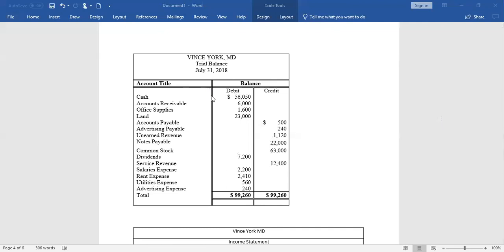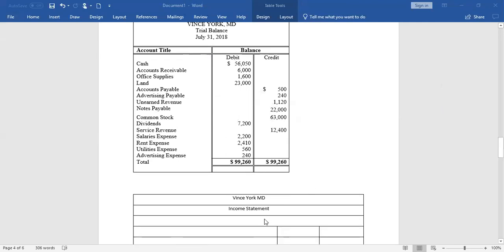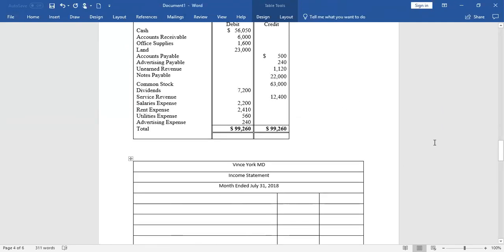Okay, so I'm using Vince York's trial balance here to do that, and I don't have it finished yet. So we'll work on this together. So we have Vince York, MD, income statement, and I'm looking for the time period. His income statement, and remember, an income statement is for a period of time. Month ended July 31st, 2018. Now remember what goes on an income statement? Revenues and expenses. So we're focused only on the items right in here on our trial balance, the ones I have highlighted right now.